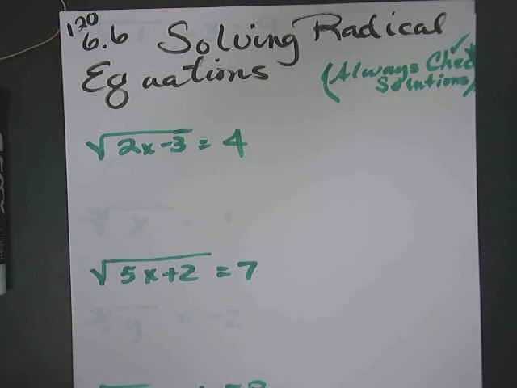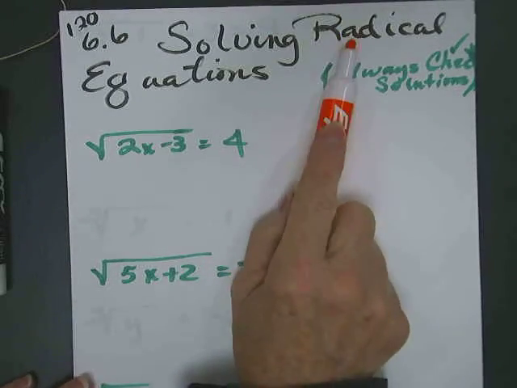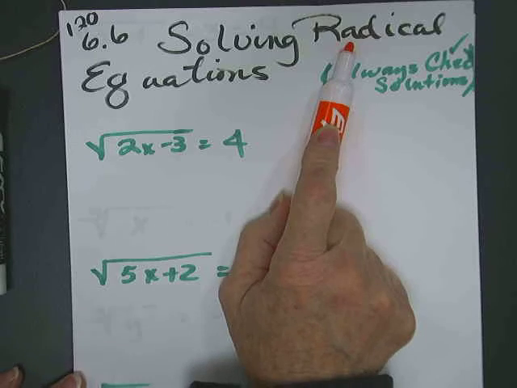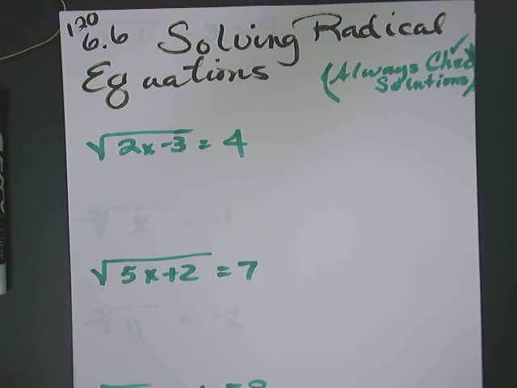Okay, 6.6, solving radical equations. That's equations that have square roots, cube roots, fourth roots. So we're going to be solving equations that have roots in them.